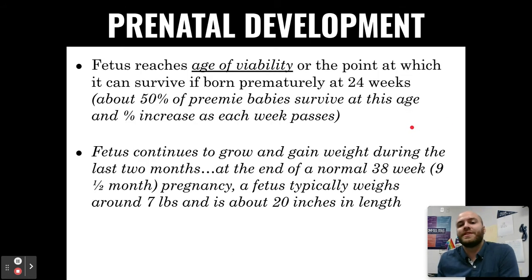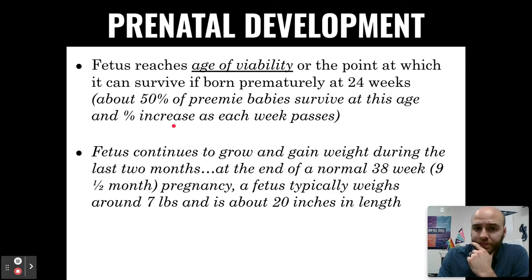Once the fetus reaches the age of viability, that's about 24 weeks, that's the point at which it can survive outside the womb. When we say survive outside the womb, we're talking about 50% of the babies who need to be emergency born at this point, or who are naturally born at this point. 50% of them survive, and that's the age of viability.